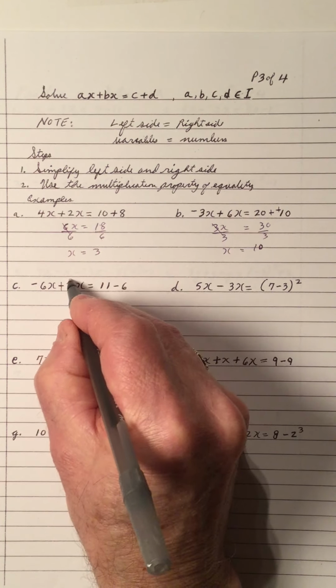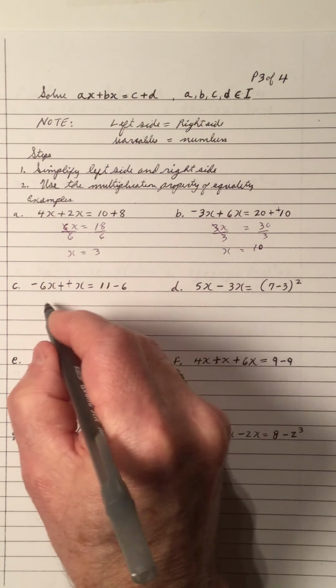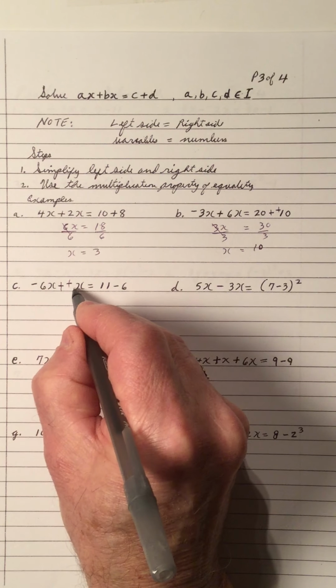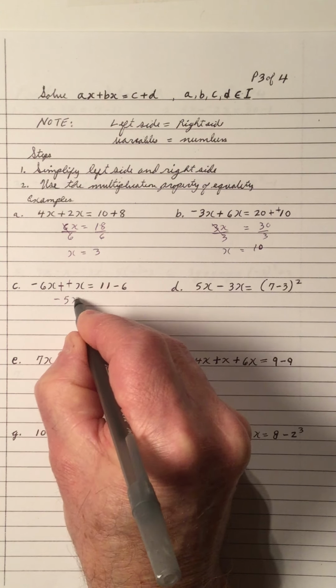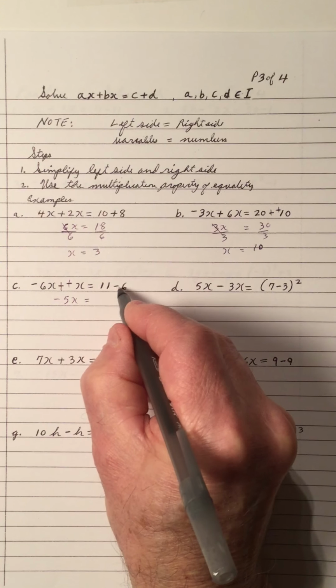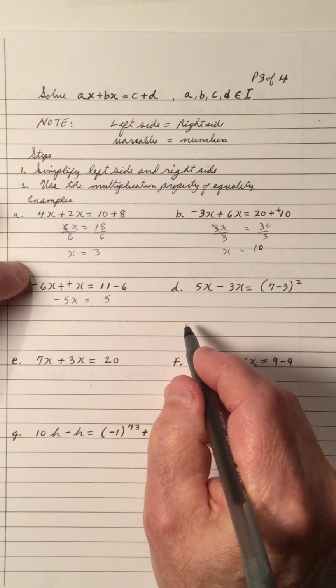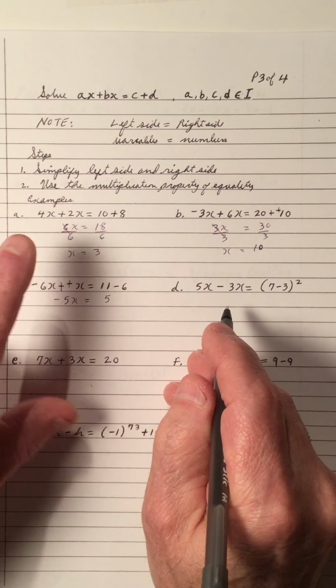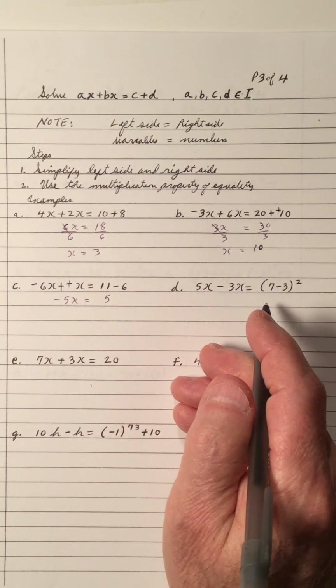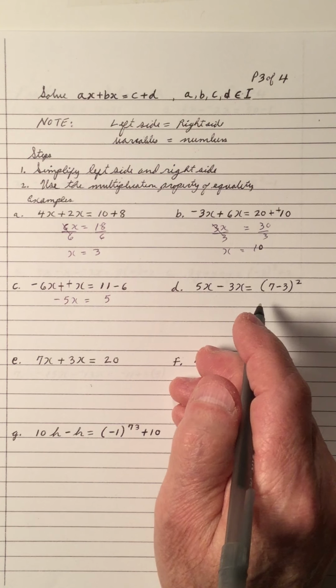And the double negative again, get rid of that. And I'm going to add negative 6 and 1 is negative 5. And the right side is 11 minus 6 is 5. The left side is simplified, the right side is simplified, because why? X is on the left, numbers on the right, all the time when I do this solving.